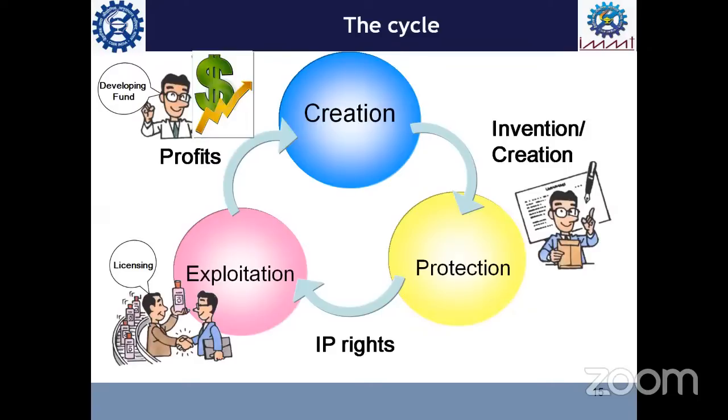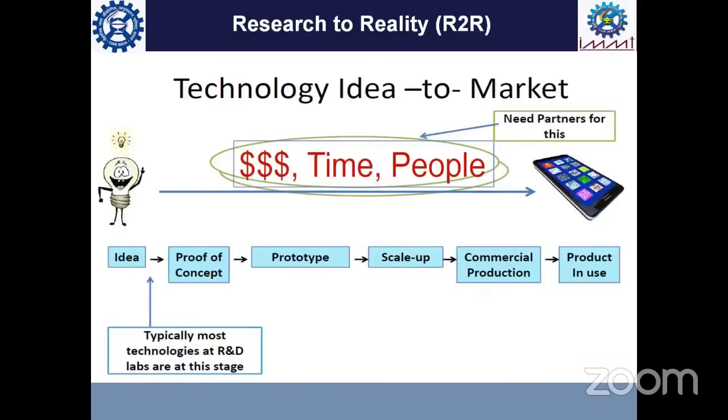The countries or the organizations or even the individuals who are efficient at practicing this cycle of activity could emerge as superpowers, or could emerge as successful organizations, or could emerge as successful personalities or successful people. So therefore, creation, protection, and exploitation.